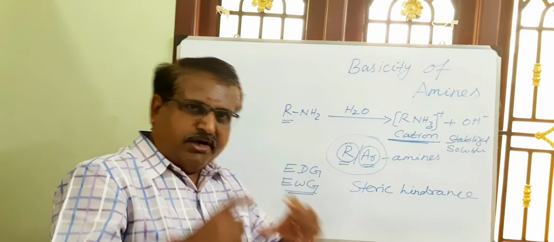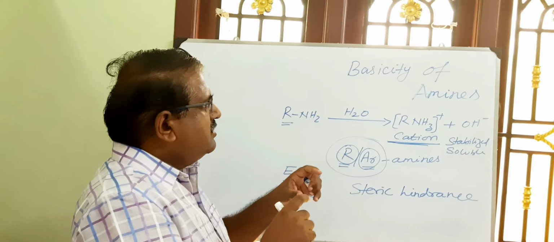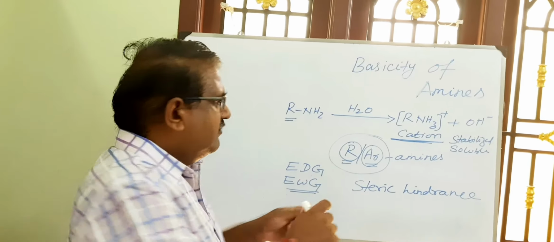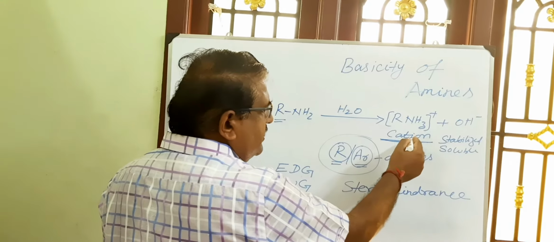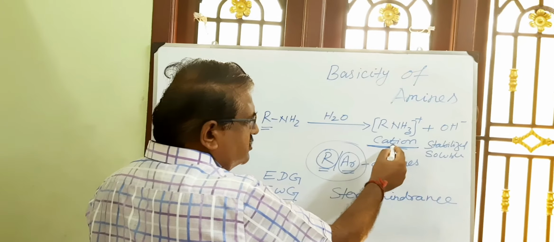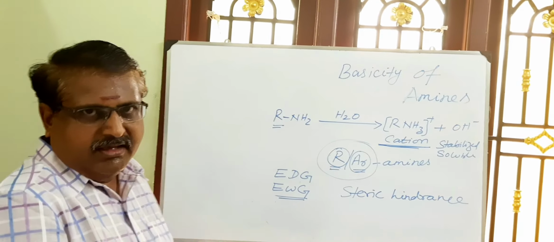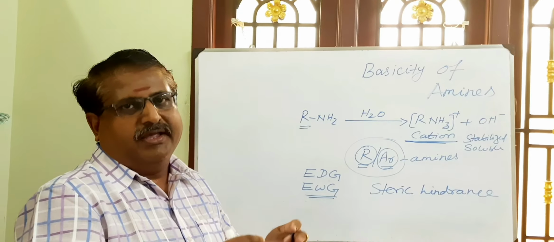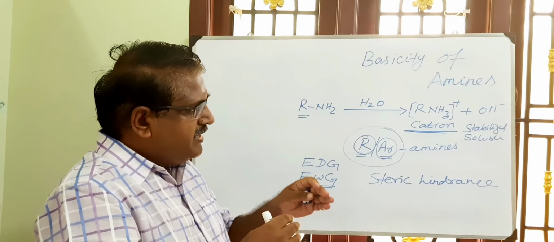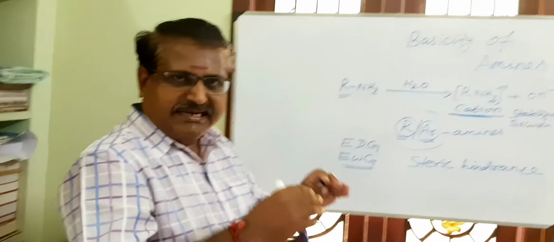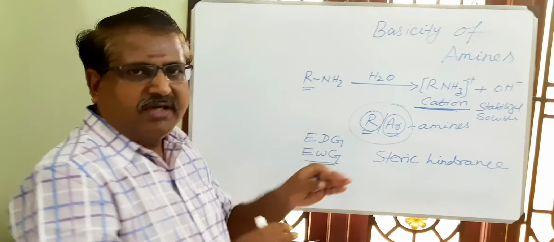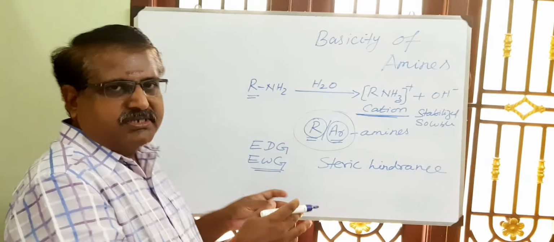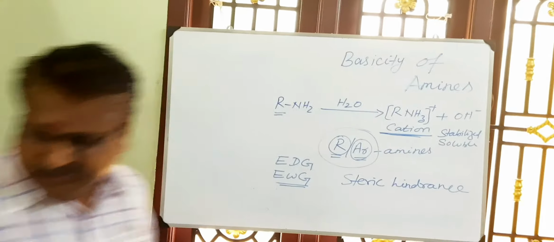So what is the point over here? The basicity strength of the amines is increased when the cation's stability is increased and the cations are highly soluble in water. When the solubility is high, stability is high, the strength is also high. When the stability is less, solubility is less, the basicity strength of the amines also will be lower. Now let us discuss this concept with a few examples.